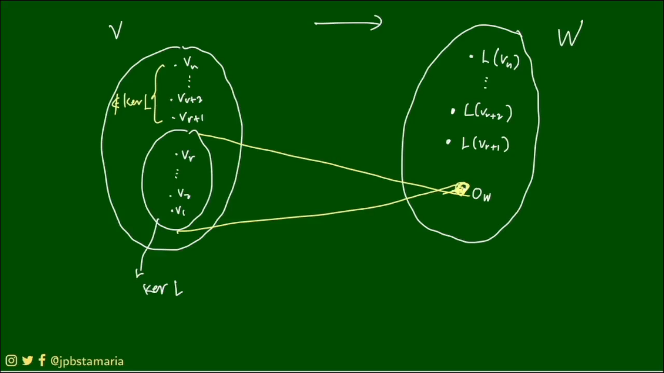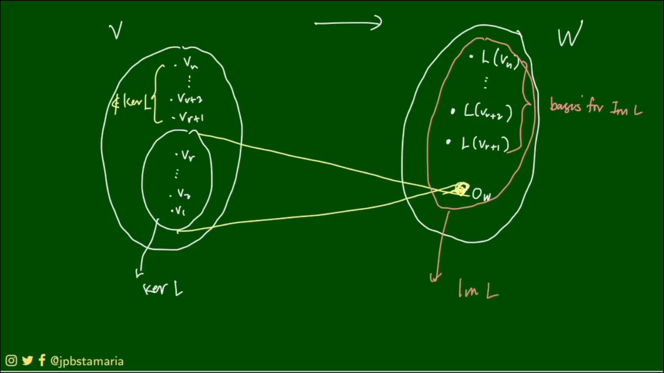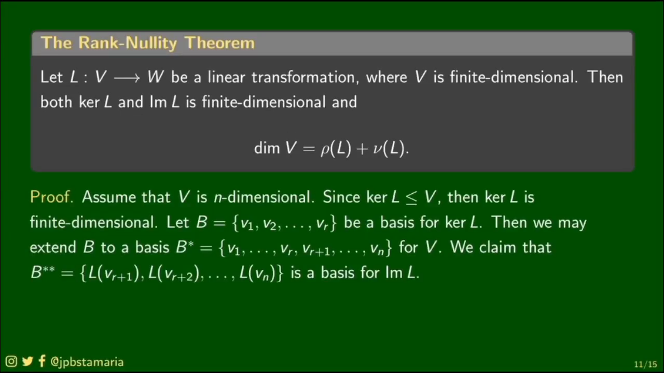What we claim here in the proof is that this collection will form a basis for the image. That's what we want to prove. So if this is your image, we wanted to prove that these vectors form a basis for the image. So let's go back to the proof. Okay, so let's prove that this is a basis for the image.